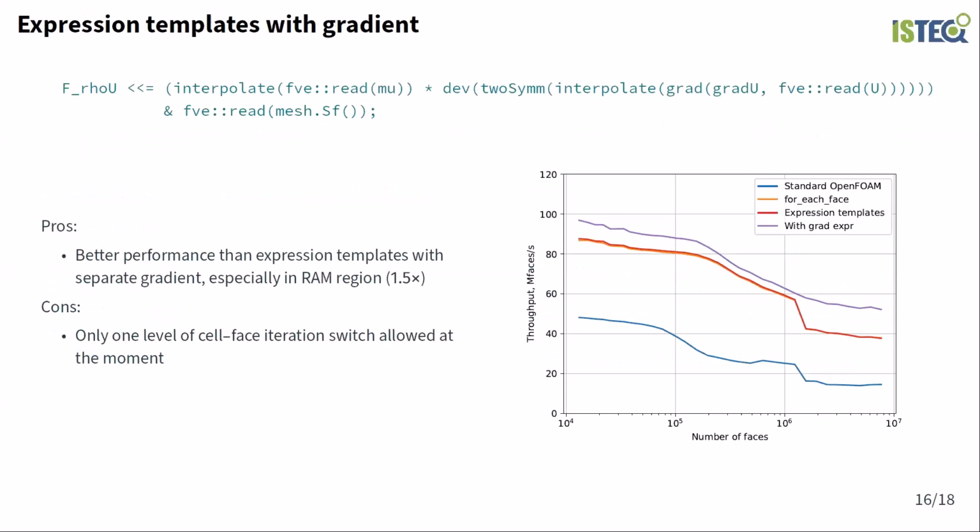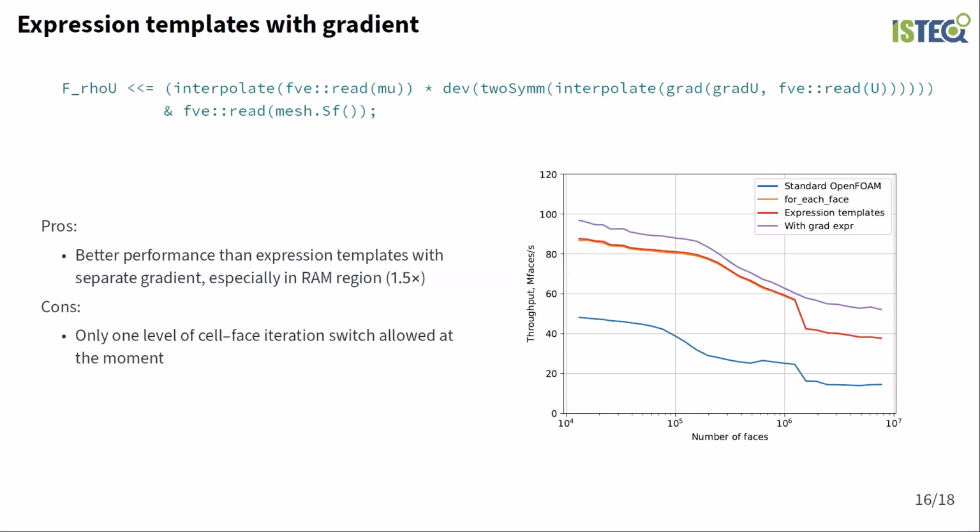And this is the final expression that uses expression templates and uses a gradient right there without creating a full intermediate field. This gives additional performance improvement, especially in the region of RAM, of very large meshes. But remember, this is for single core. Normally you would have a much smaller number of cells per core, so maybe you will not get this improvement from microdomains. Yeah, so this is the final result which incorporates all the advantages of the previous steps.